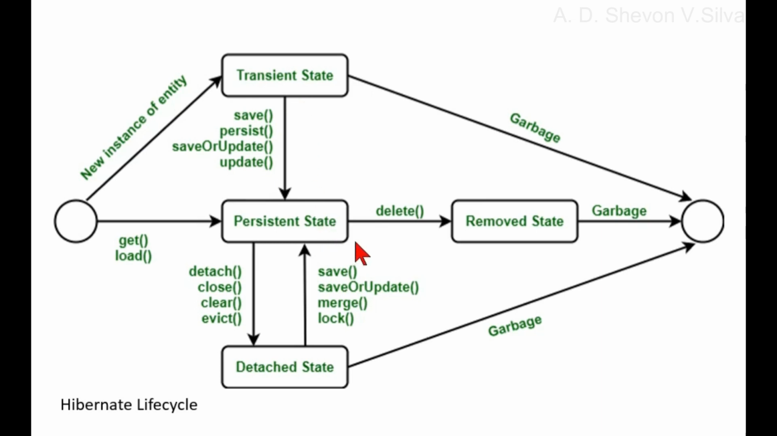Persistent state. Once an object is connected with the Hibernate session, then the object moves into the persistent state. So there are 2 ways to convert the transient state to the persistent state. 1. Using the Hibernate session, save the entity object into the database table. 2. Using the Hibernate session, load the entity object from the database table.